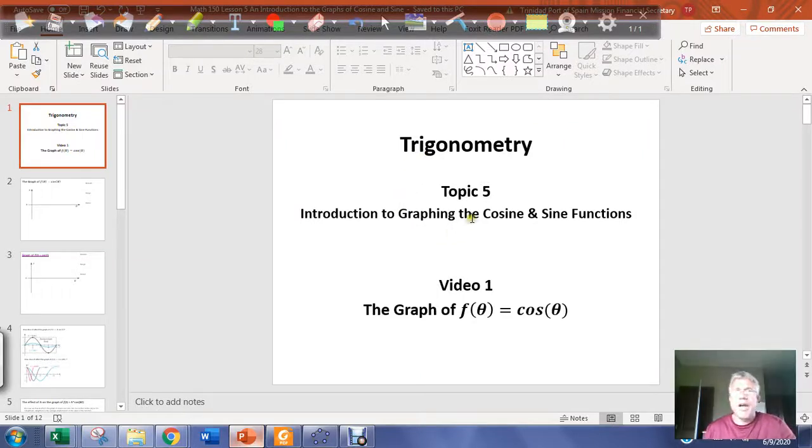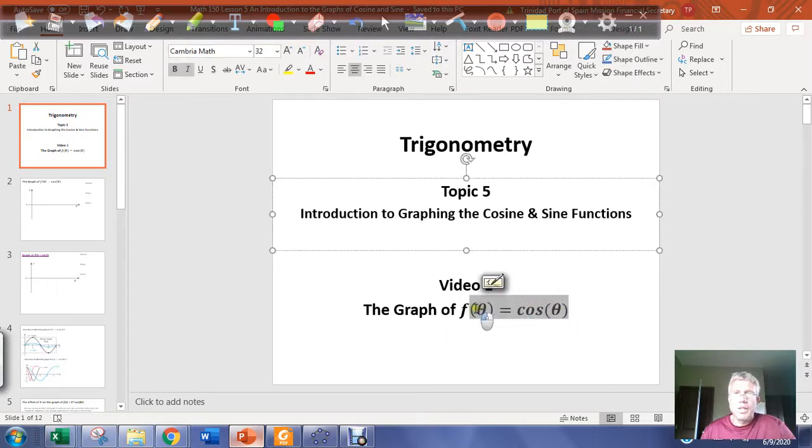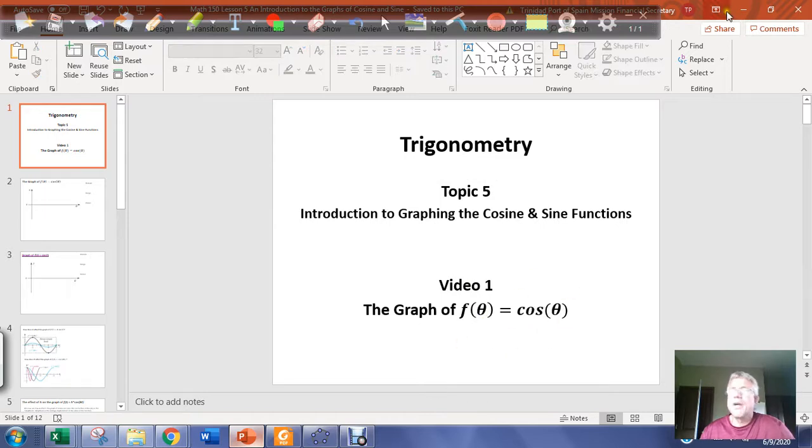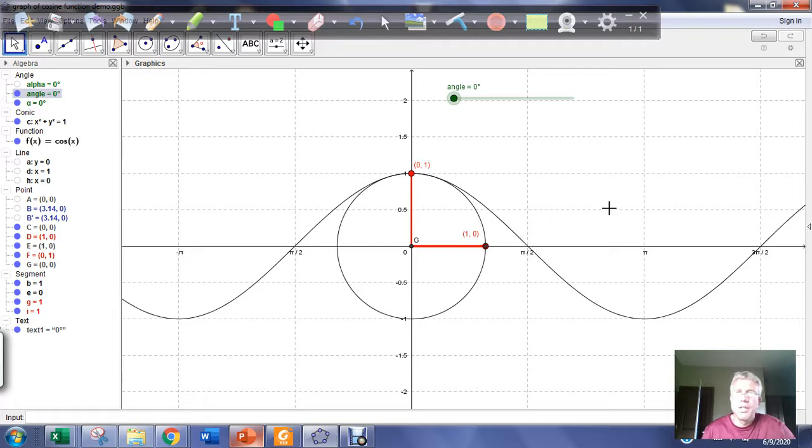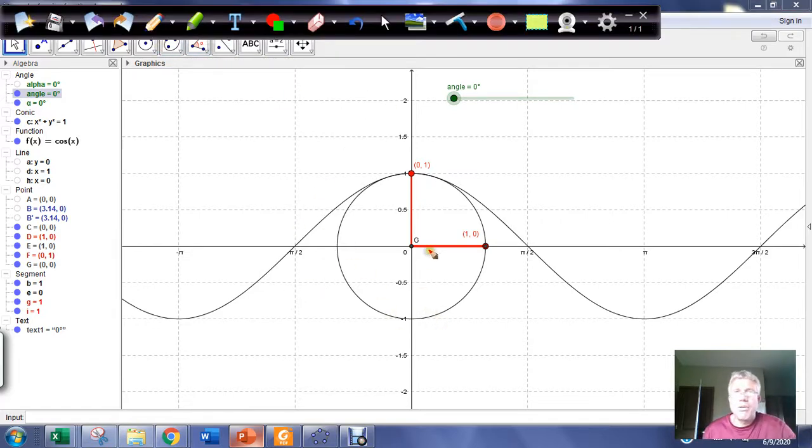So in topic 5, we're going to introduce the graphs of the cosine and sine functions, and we want to start by looking at the graph of f of theta equals cosine theta. We want to understand why the graph of the function looks the way that it does, and we're going to get at this by thinking about the unit circle.